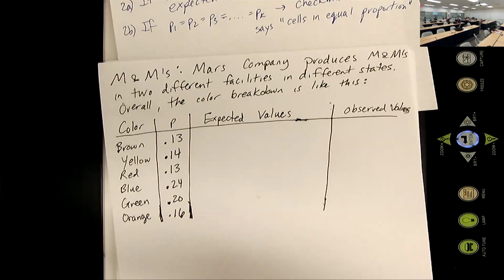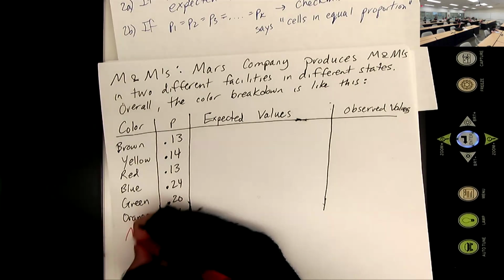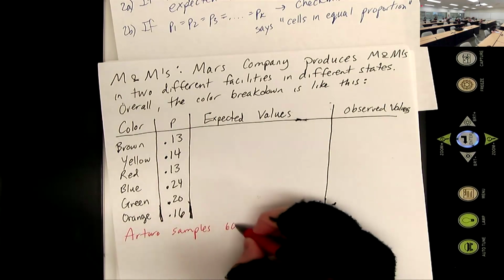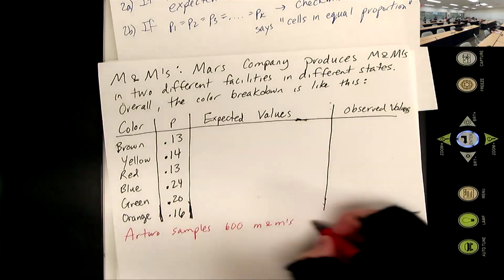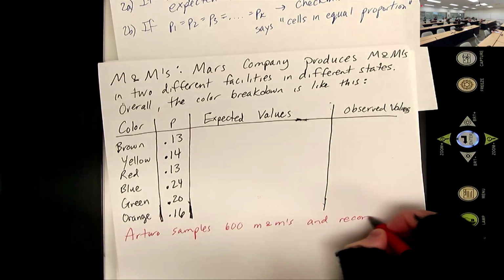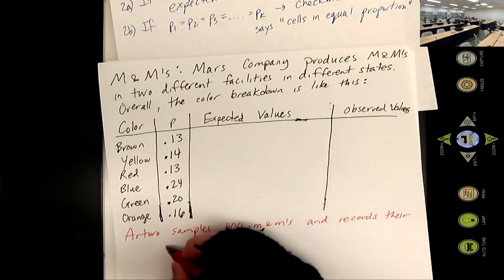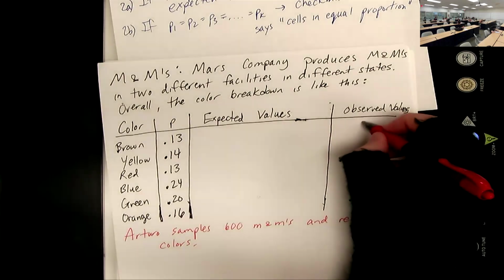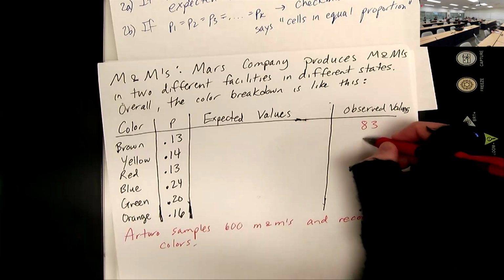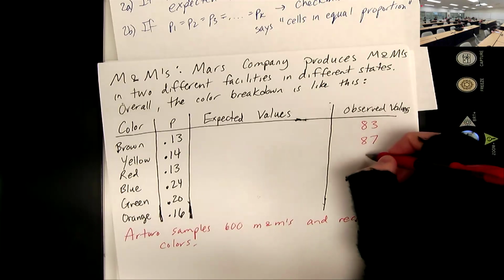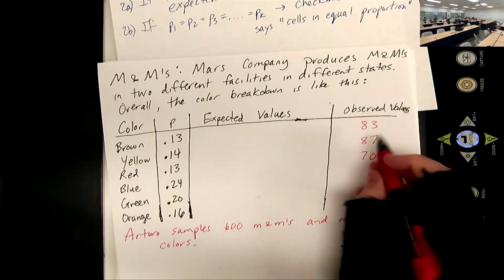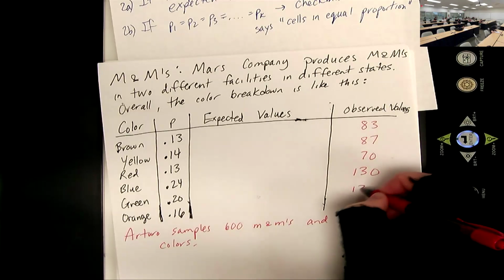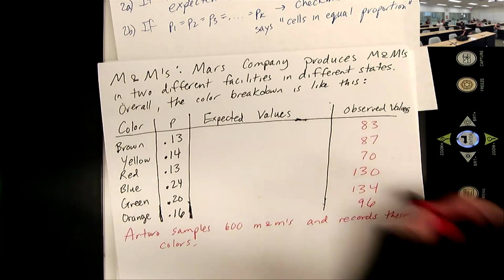So, in our example, Arturo samples 600 M&Ms and records their colors. There were 83 brown. There were 87 yellow. There were 70 red. There were 130 blue. There were 134 green. And 96 orange.